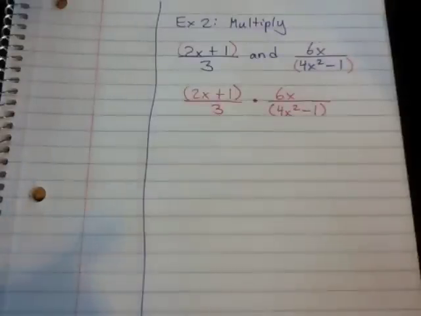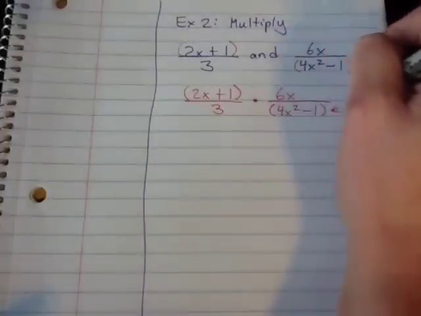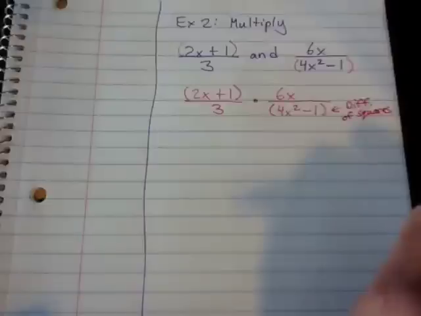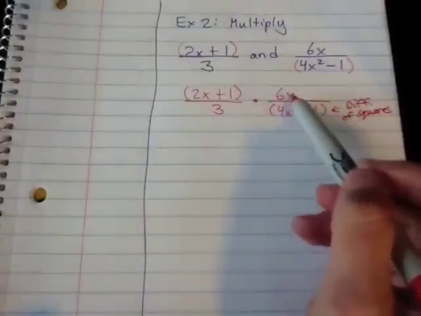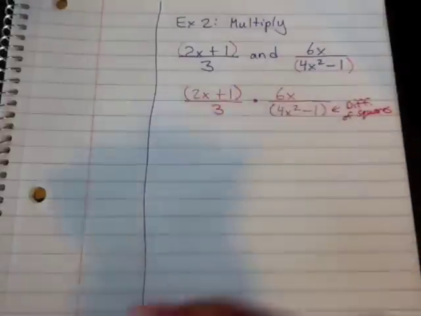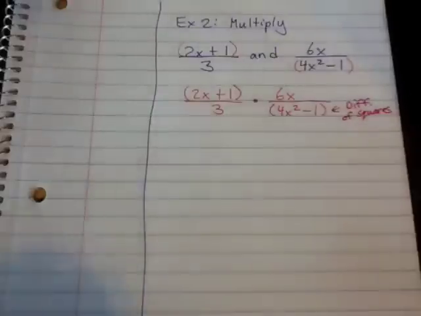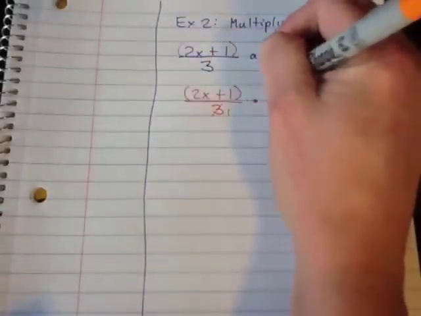And what you might have noticed is that this is a difference of squares. So that can be factored. You might also have noticed there's a common factor between these two monomials, so you can simplify those. So I'm going to go ahead and simplify those. 3 goes into 3 once, 3 goes into 6 twice.